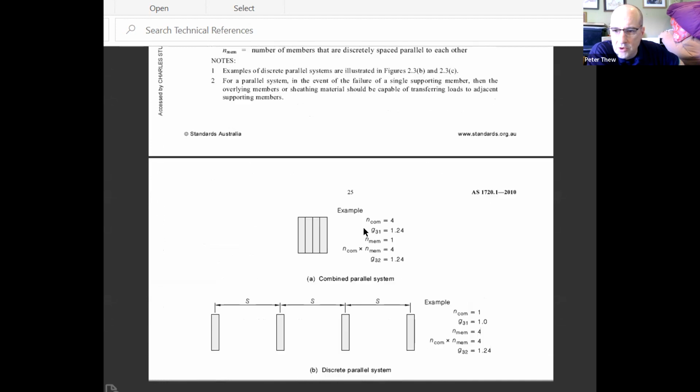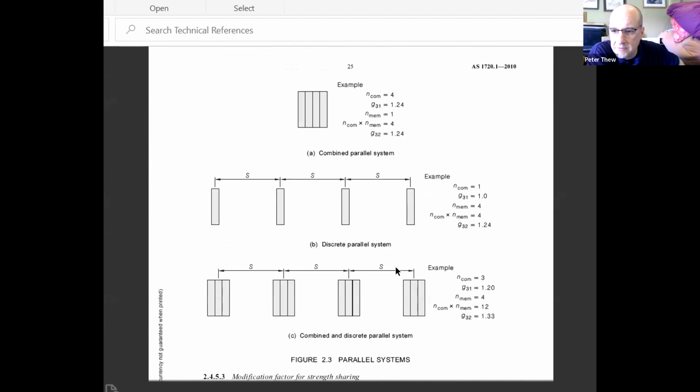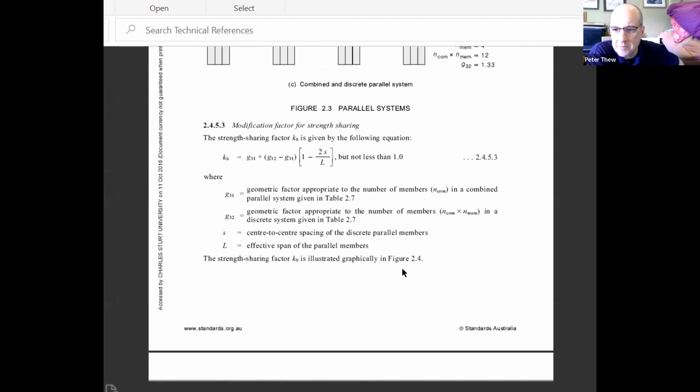Yep. Look, from memory, I can't remember what the maximum value is, but 1.33 does sound right. And it does sound plausible because we're saying how much extra capacity can you assign to these beams just because you have lots of them? And 33% sounds like a plausible number.